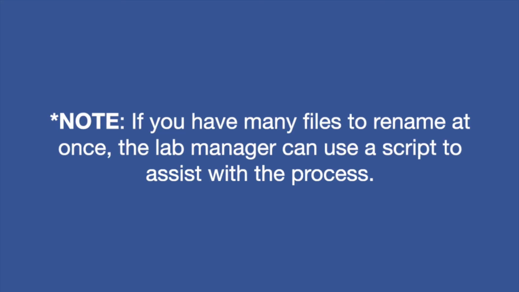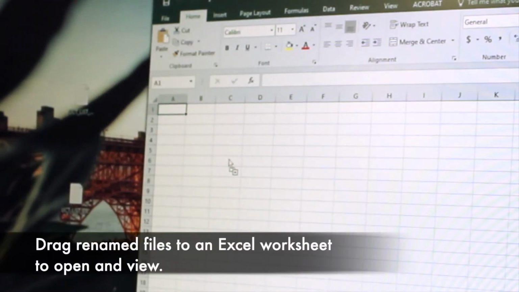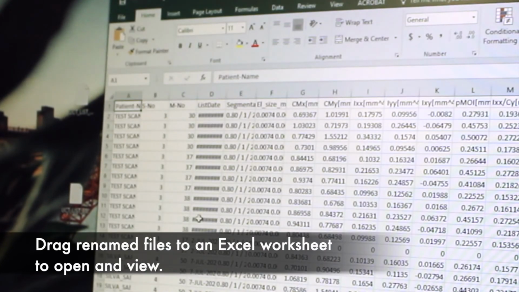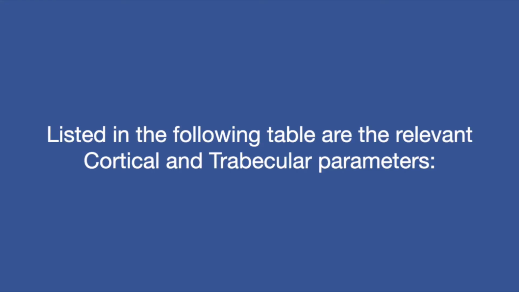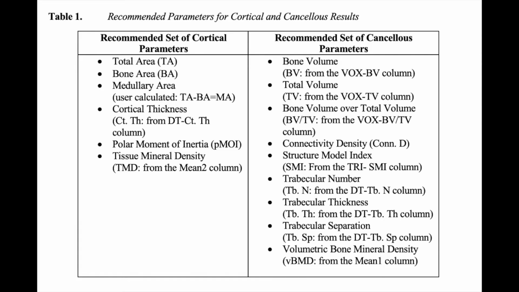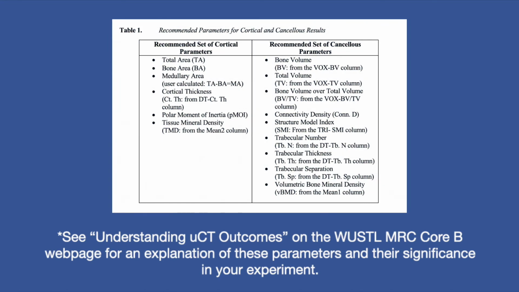Note: if you have many files to rename at once, the lab manager can use a script to assist with the process. Finally, drag renamed files to an Excel worksheet to open and view. Listed in the following table are the relevant cortical and trabecular parameters. See Understanding microCT Outcomes on the Wustel MRC Core B webpage for an explanation of these parameters and their significance in your experiment.